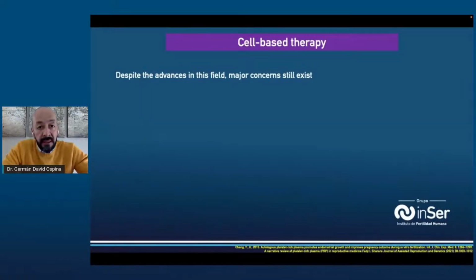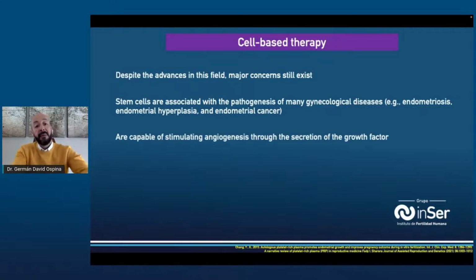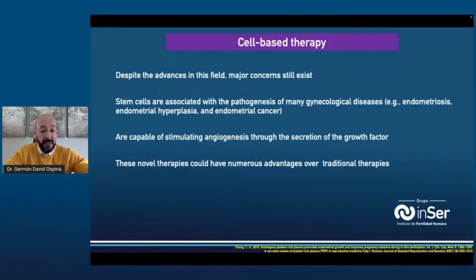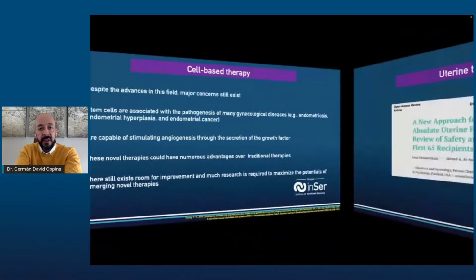Okay, despite the advances in this field, major concerns still exist at this point. The problem is that these cells are associated with the pathogenesis of many gynecological diseases, for example, endometriosis, endometrial hyperplasia, and even endometrial cancer. They are capable of stimulating angiogenesis through the secretion of growth factors, but it could be an effect in benign cells or in cancer disease. These novel therapies could have numerous advantages over traditional therapies, but there is still room for improvement. Other research with more patients and more results is needed to be sure about the safety of this intervention.